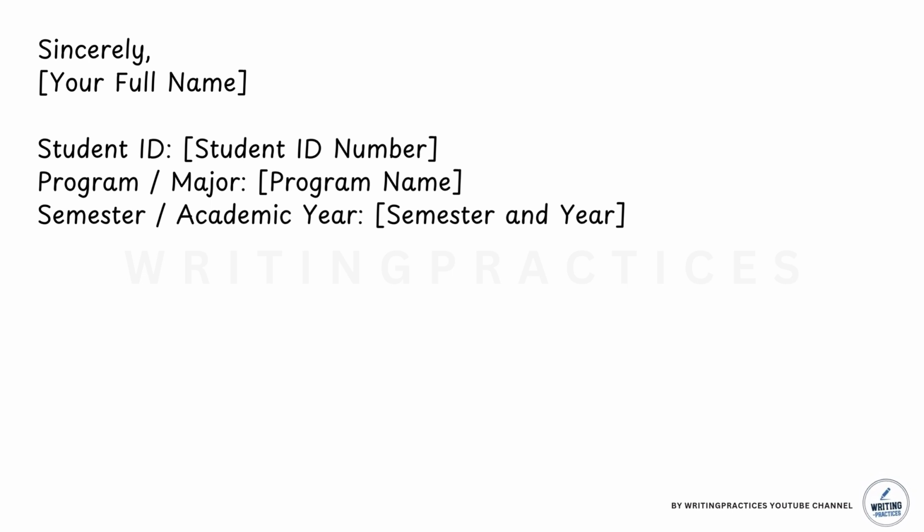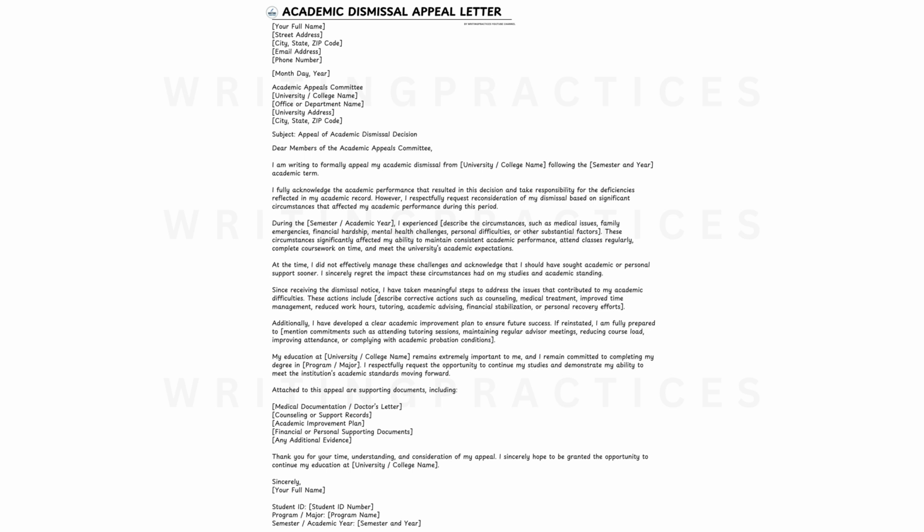Before we wrap up, here are some very important overall tips you should always remember when writing an academic dismissal appeal letter. Always be honest, accountable, and professional. Clearly explain the circumstances that affected your performance, provide strong supporting documentation, and focus heavily on the corrective actions you have already taken. Most importantly, show the university that you have a realistic and structured plan to succeed academically if given another opportunity. So that's how you write an academic dismissal appeal letter step by step.